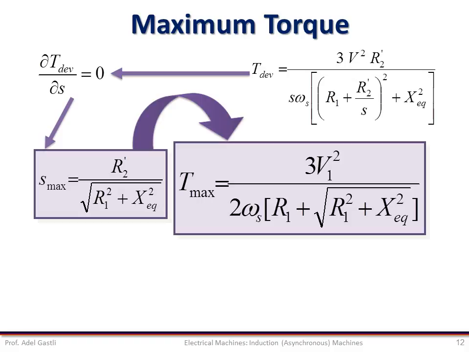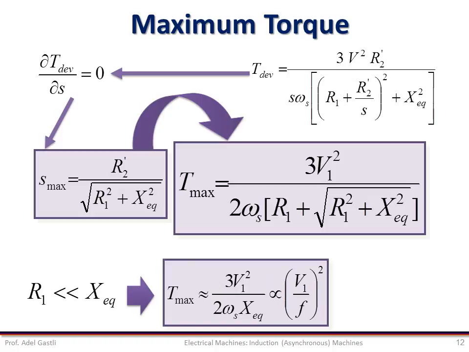Notice that Tmax is not a function of the rotor resistance, but is proportional to the square of the stator voltage and inversely proportional to the synchronous speed. Usually, R1 is very small compared to X equivalent, which leads to the conclusion that the maximum torque is proportional to the square of the ratio of the voltage and the supply frequency. Now, this square of the frequency is coming from the product of the synchronous speed and the equivalent reactance, which include the frequency also. So you can notice that if we keep the ratio V1 over F constant, and you vary V and F, then we can maintain a maximum torque at a constant value.